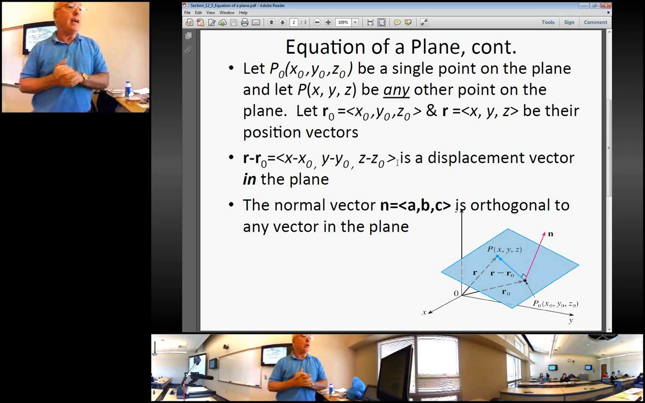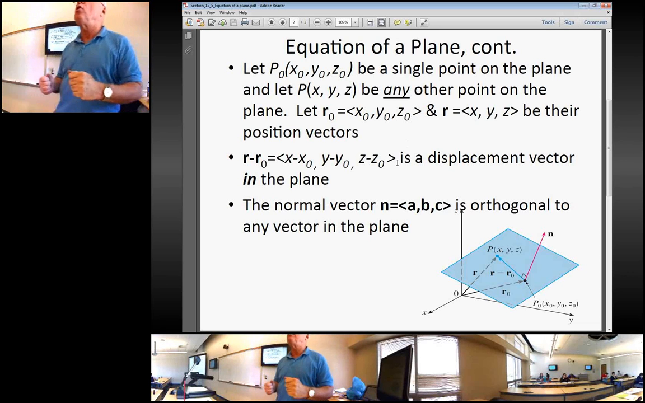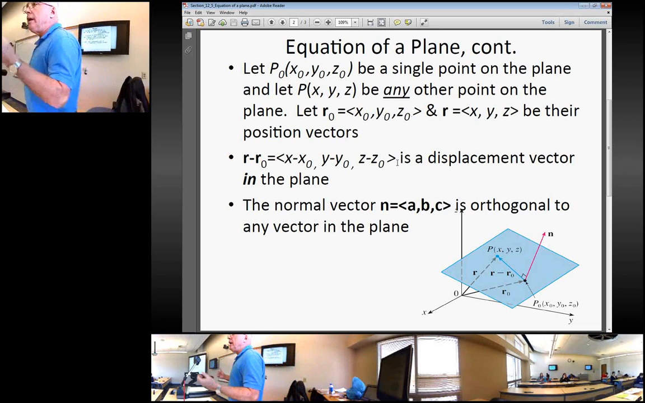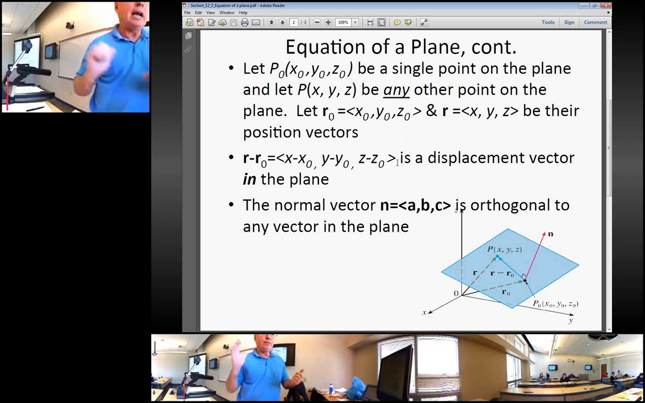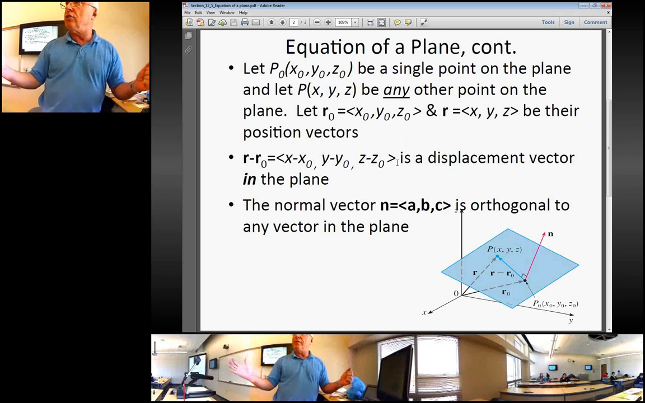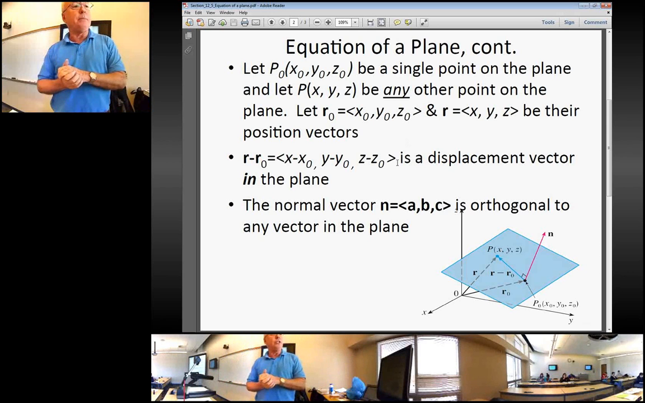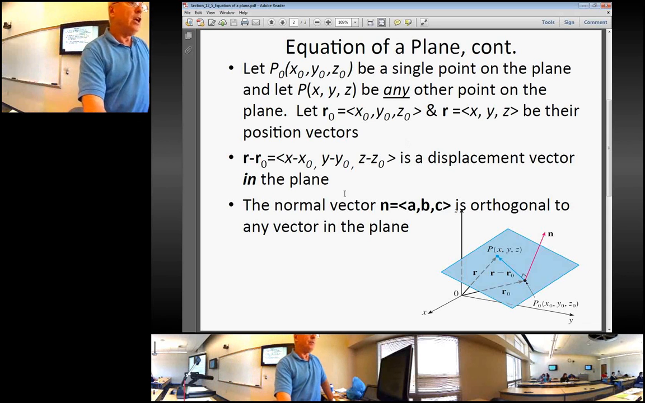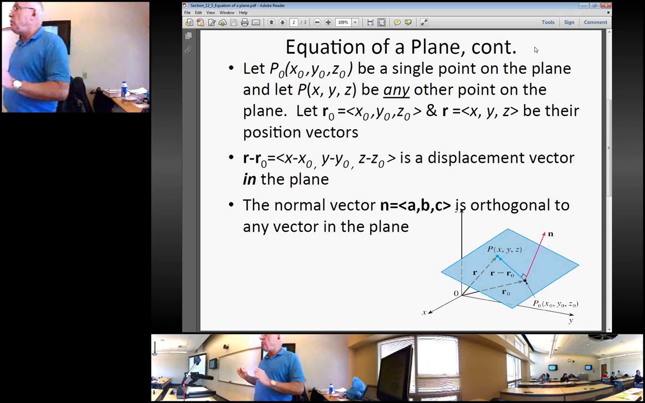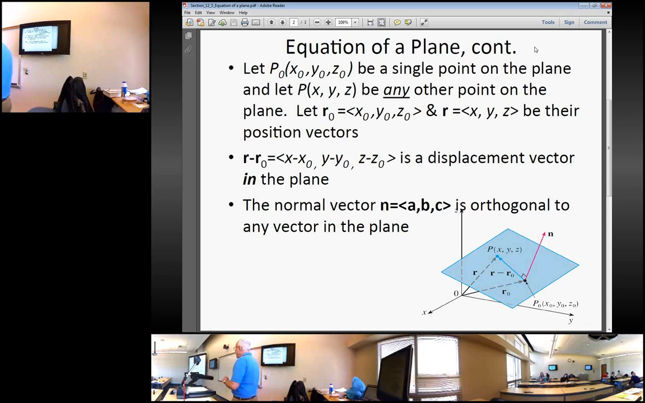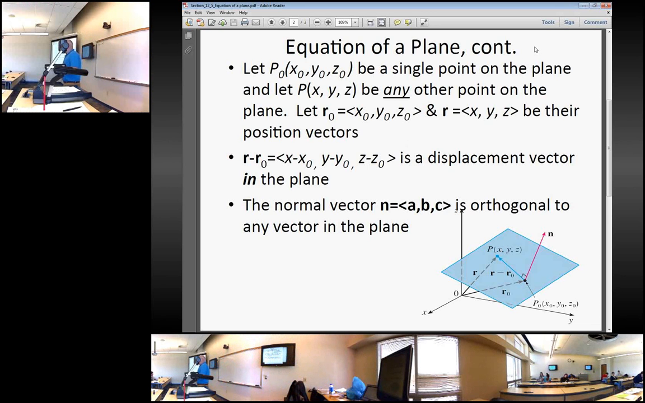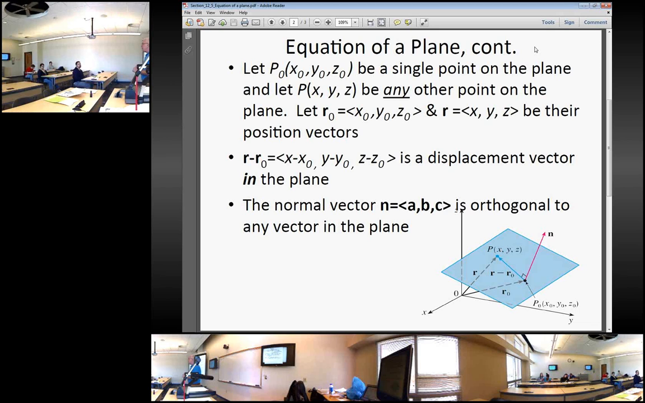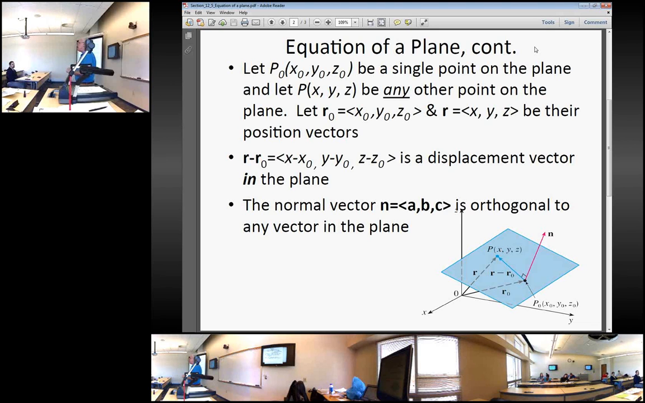The normal vector, I'm calling the components of the normal vector the number a, the number b, and the number c. That's orthogonal, 90 degrees, to any of these vectors for any other point on the plane. Okay, so guess what we're going to use here? If we have two vectors that are orthogonal to each other, what type of product of two vectors can I utilize to get something in algebra?